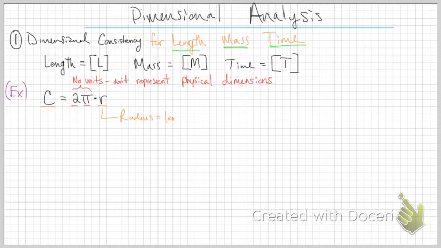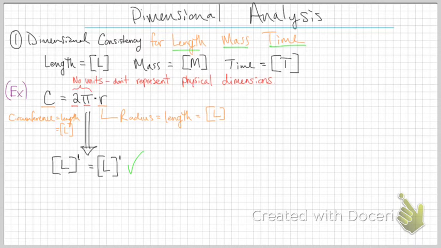They're just constants. So the radius we said is a length, circumference is a length, so we have big L on each side, and so if we're analyzing the dimensional consistency, it's L to the first power equals L to the first power, and so that is dimensionally consistent.